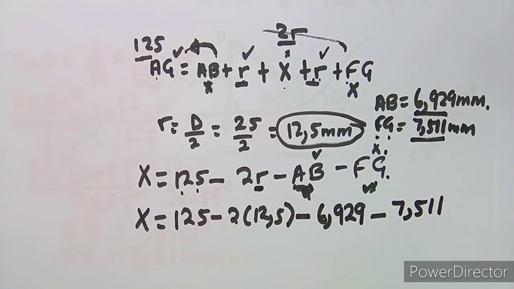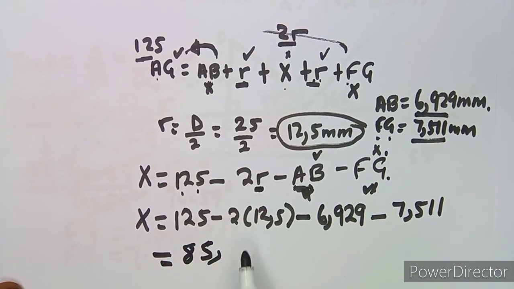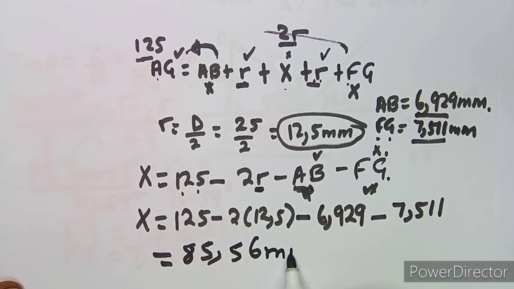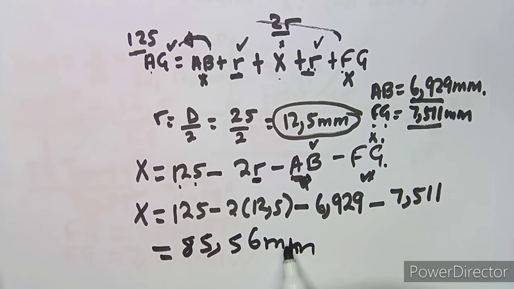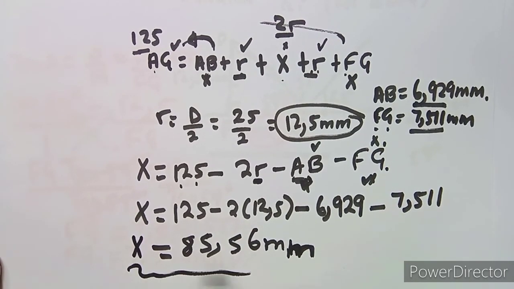How you name the diagram depends on you. You can name in another way, but still you must obtain the same answers. Okay, so that is what you're going to have. You just combine everything together. You are going to obtain 85,56, just like that, which is in millimeters. So that's 85,56 millimeters. So that is our x at the end.